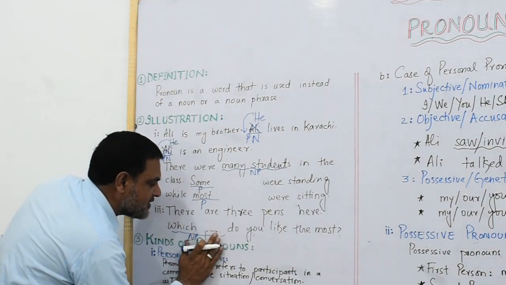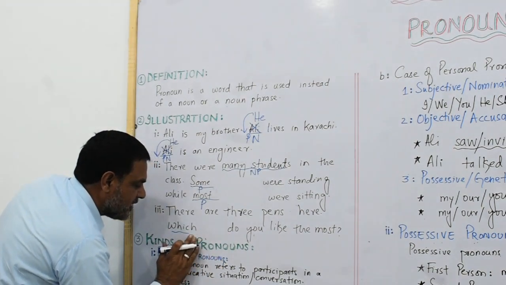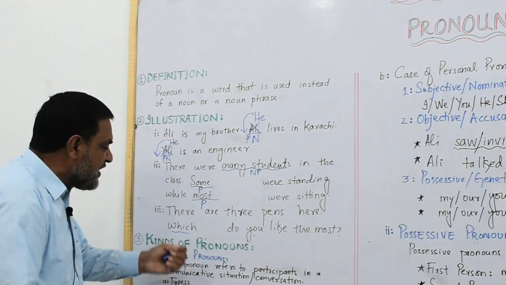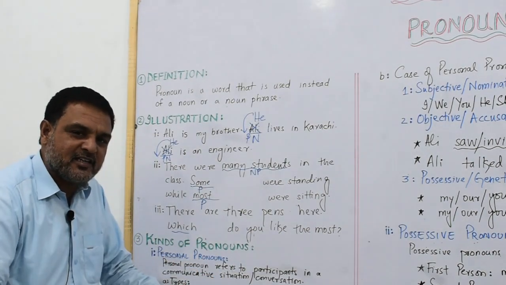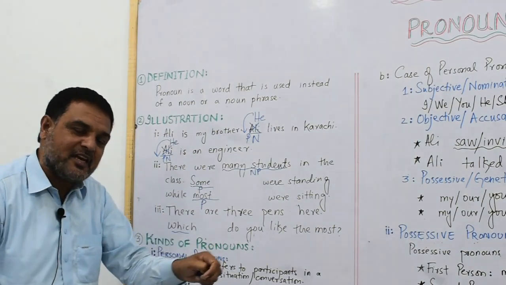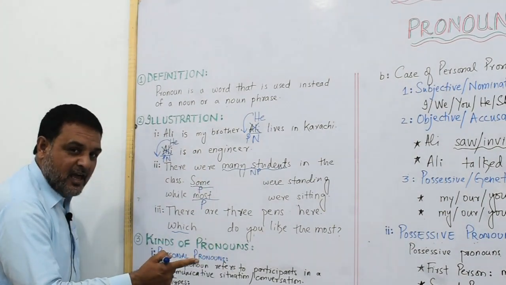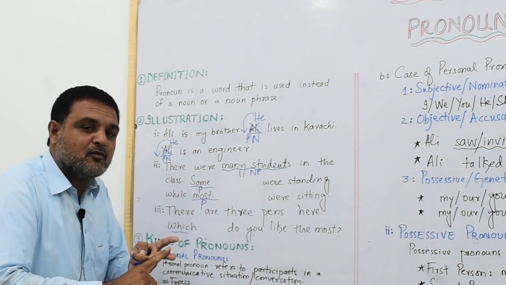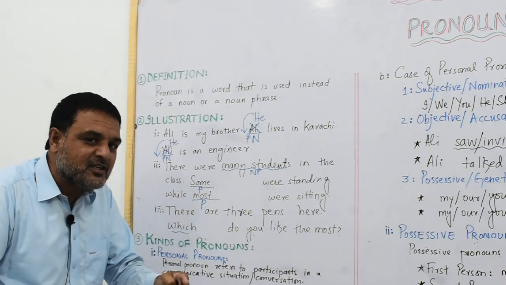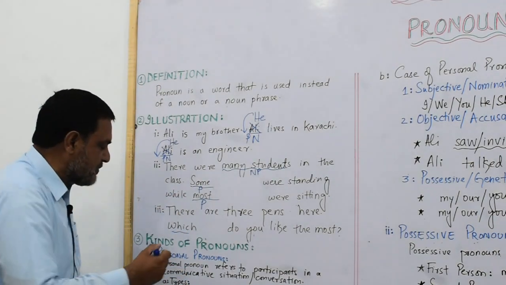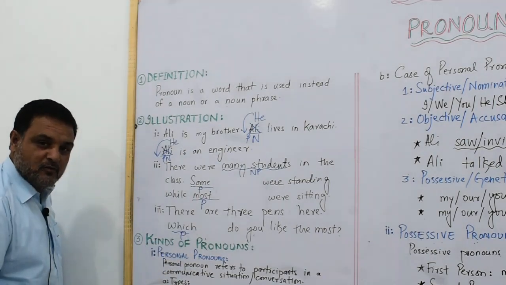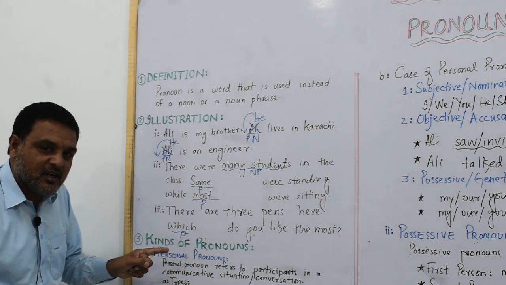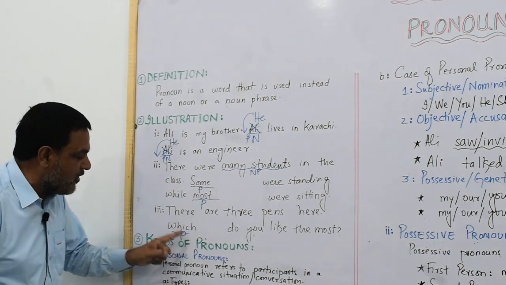Now what if I remove it? What about this one? Is it still correct? There are 3 pens here. Which do you like the most? Perfectly fine. It's a grammatically perfect sentence and it conveys the same meaning. So see, which pen has been replaced by which. Which pen was a noun phrase and which has replaced which pen, so it is basically a pronoun. The noun pen has been kicked out and only the word which has been used instead of a noun, so it will be called a pronoun.